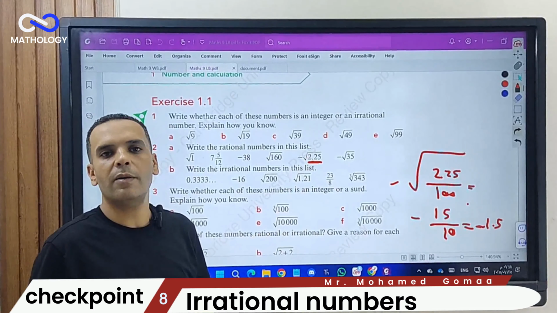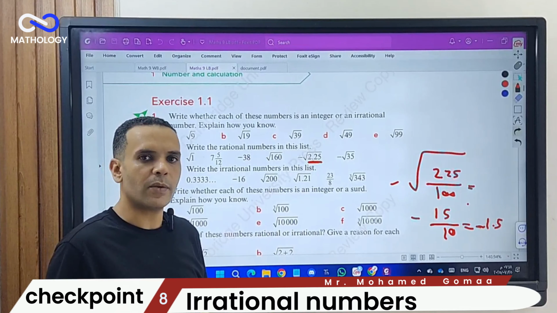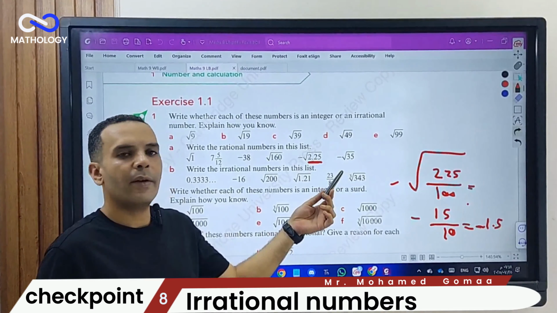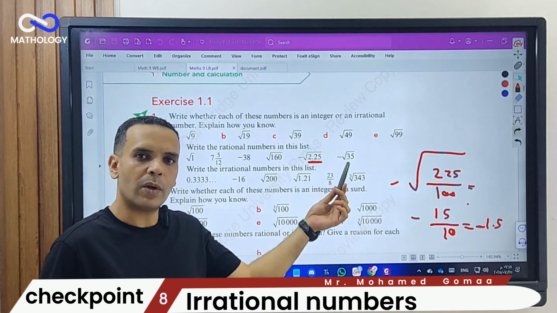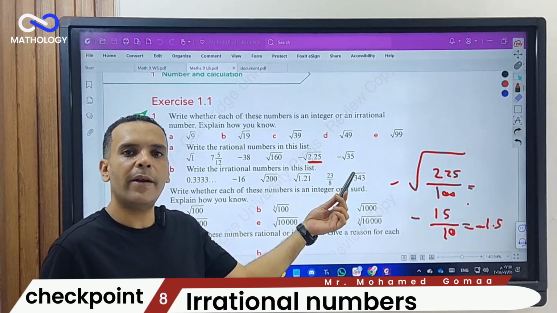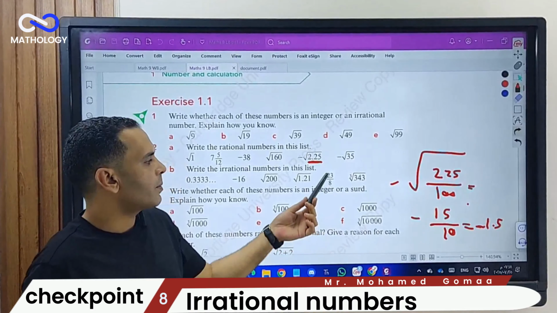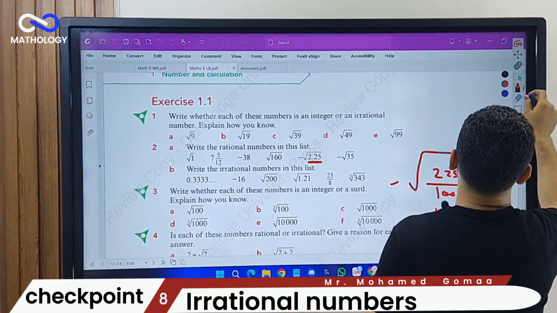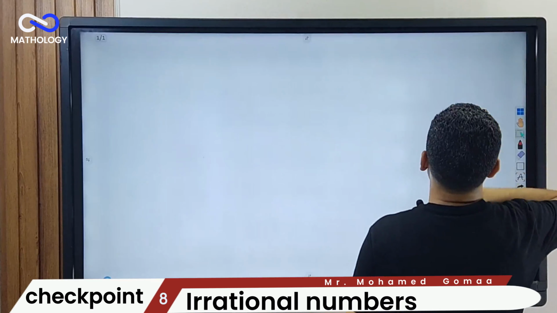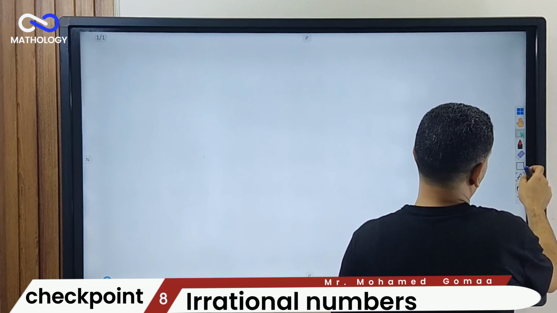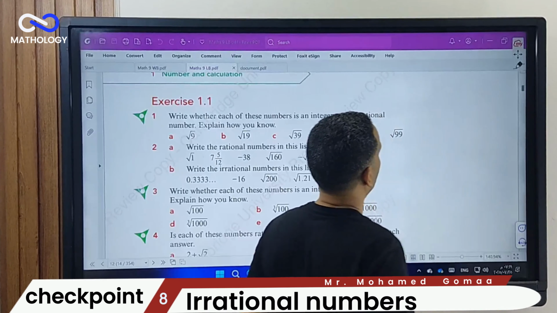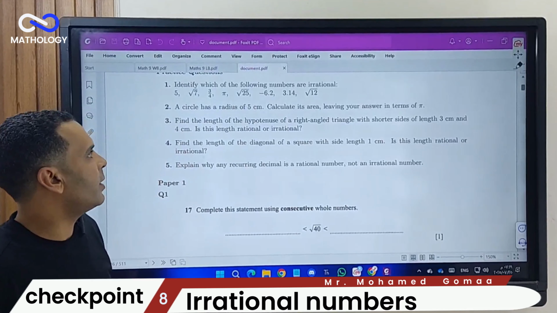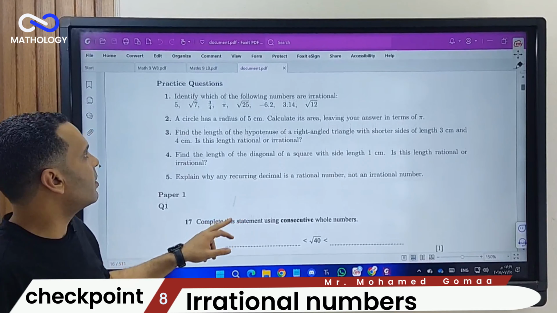Negative square root of 35. 35 is not a square number, so its square root is irrational. Negative square root of 35 is an irrational number. Remember, the irrational numbers are the square root of a non-perfect square and the cube root of a non-perfect cube.